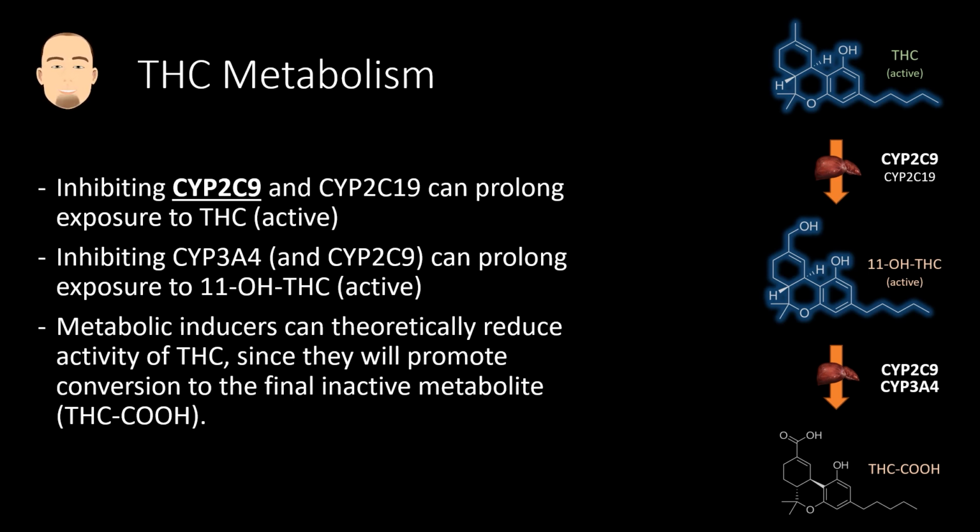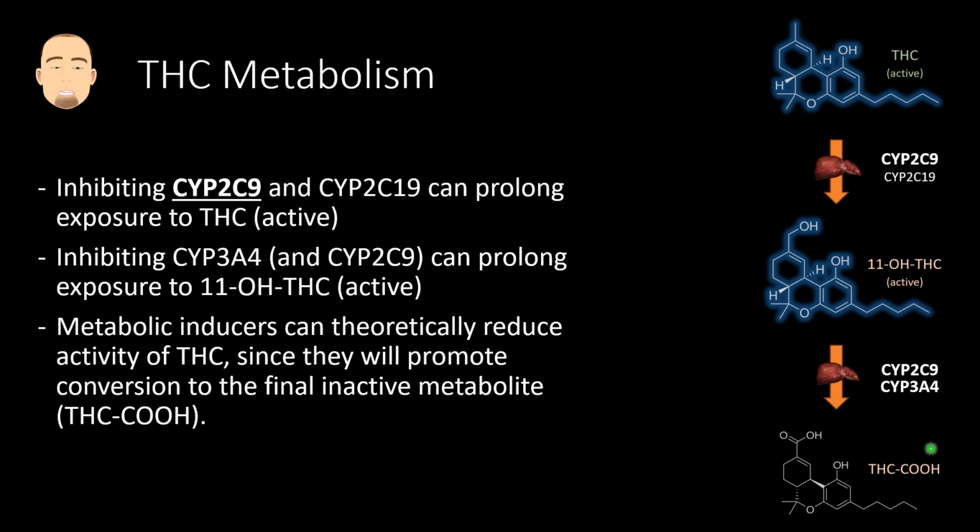So, THC is metabolized mostly by the enzyme CYP2C9 in the liver, with some contribution of CYP2C19. This produces 11-OH-THC, or 11-hydroxy-THC, which is an active metabolite similar in potency to THC itself. 11-OH-THC is then deactivated by CYP2C9 and CYP3A4 to produce THC acid, which is different from THCA or THC acid that's in the plant itself. This is a different chemical structure, but is an inactive metabolite.